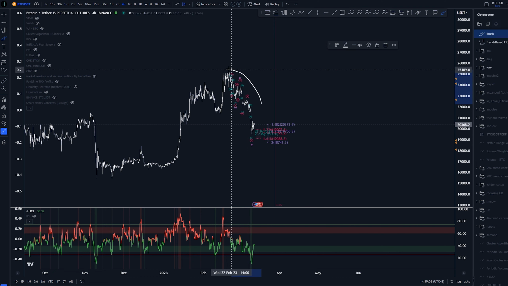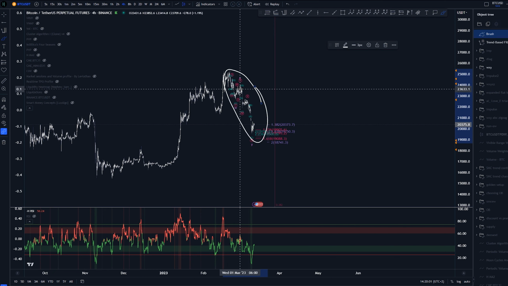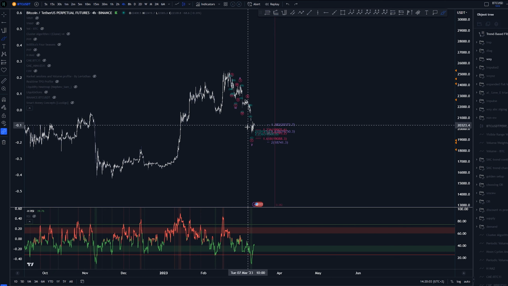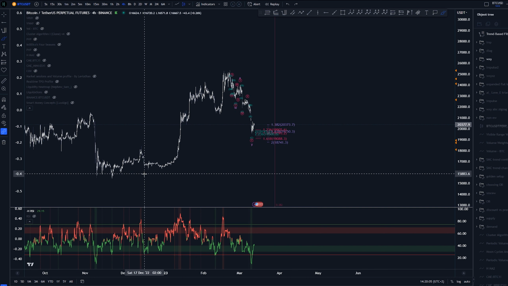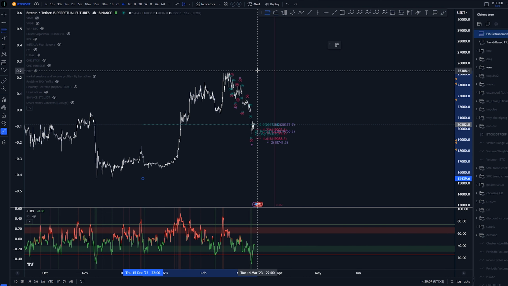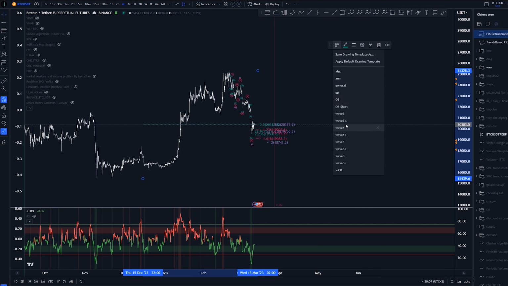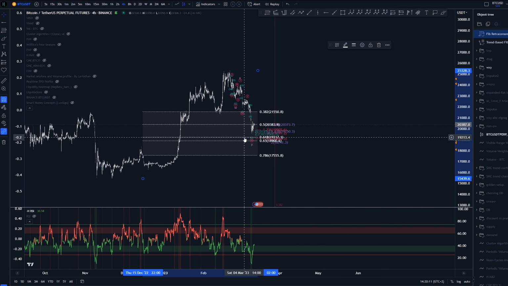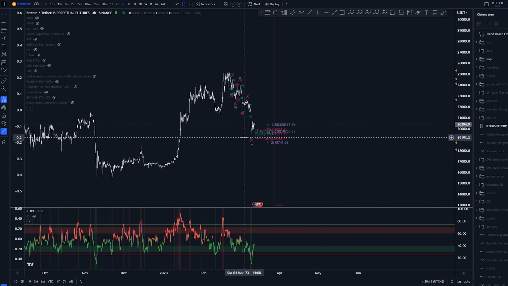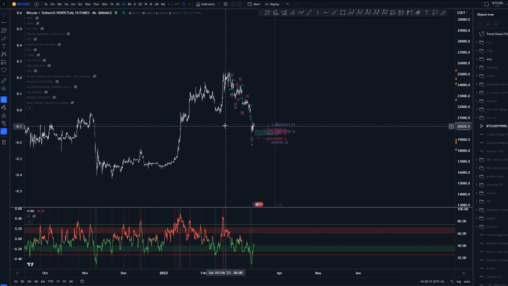So even if this was a WXY on itself, I don't think this is enough time to be retracing the whole move here. The fact, however, is that we are close to that golden pocket already, but again, we have not tagged that yet.